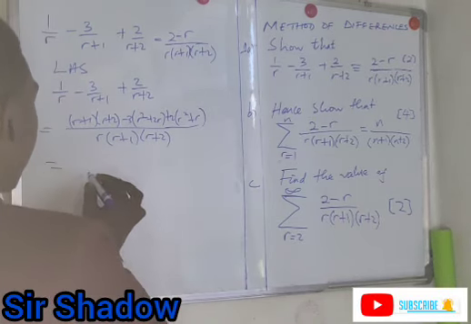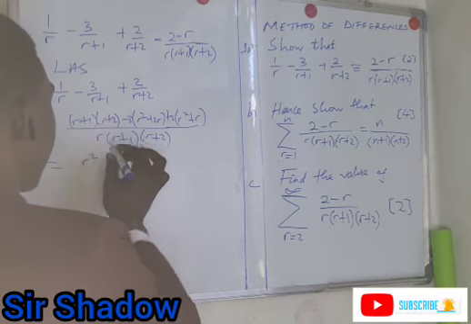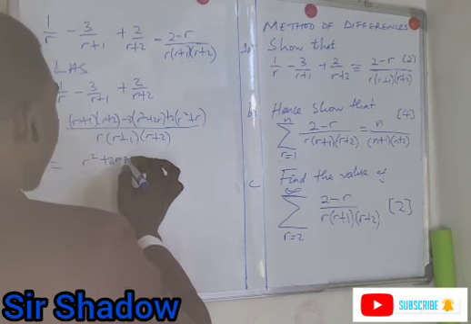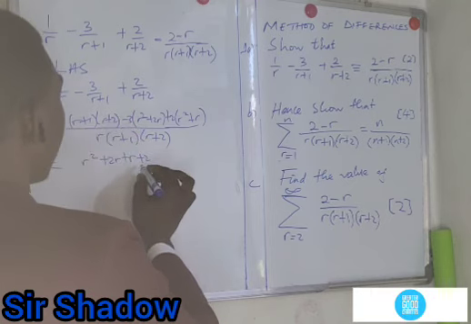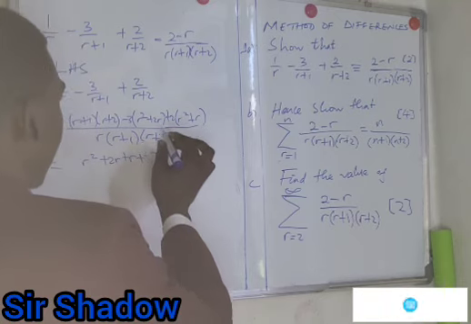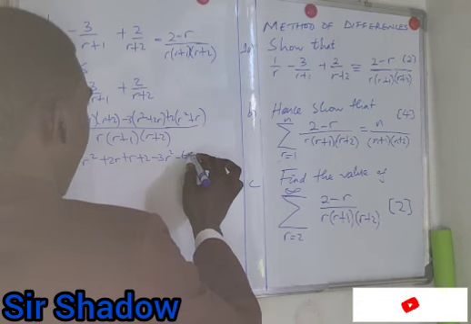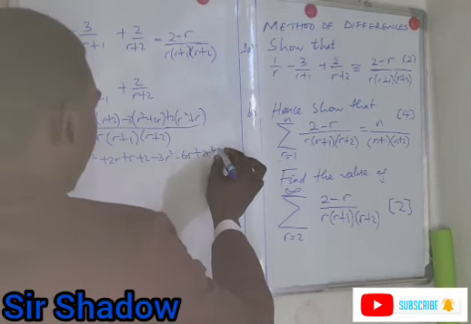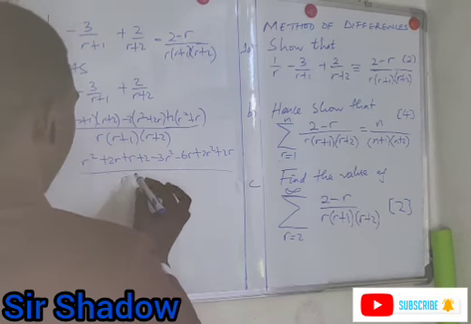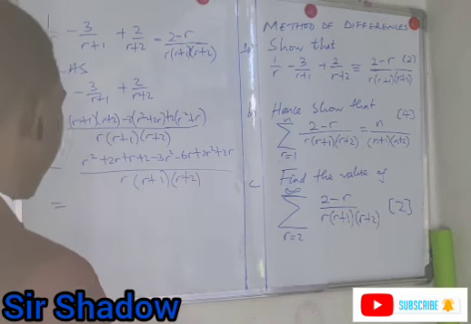Let's now simplify. Simplifying the first one, r times r is r squared, r times 2 is plus 2r, then 1 times r is plus r, 1 times 2 is plus 2, then minus 3 times r squared is minus 3r squared, then minus 6r, then plus 2r squared plus 2r, all over r open bracket r plus 1, r plus 2, right? Let's now simplify the numerator.